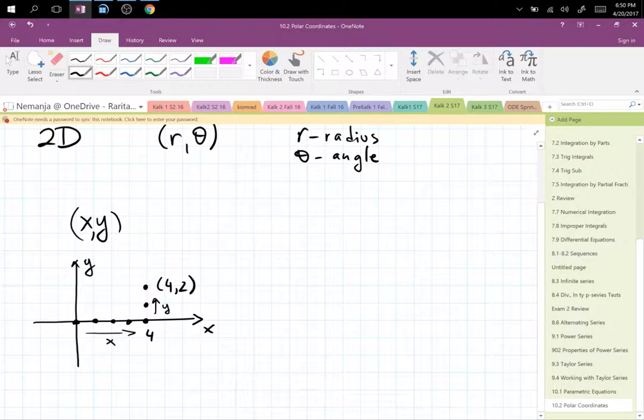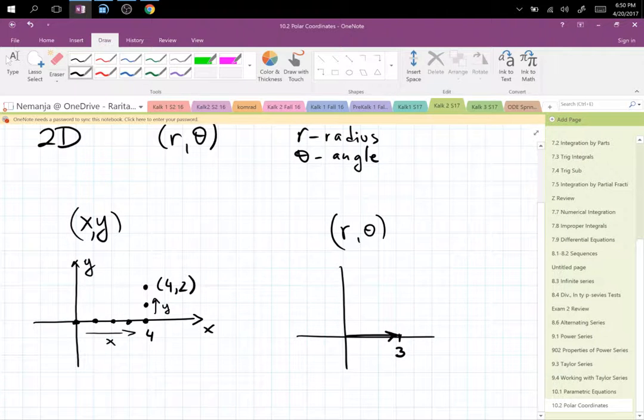For polar world, r theta, the way you get to a point is you draw the radius, let's say 3, and then you swing that for the theta value. So let's say you did pi over 4. And then this point here is (3, pi over 4). So you see, it's a different type of way to reach a point.